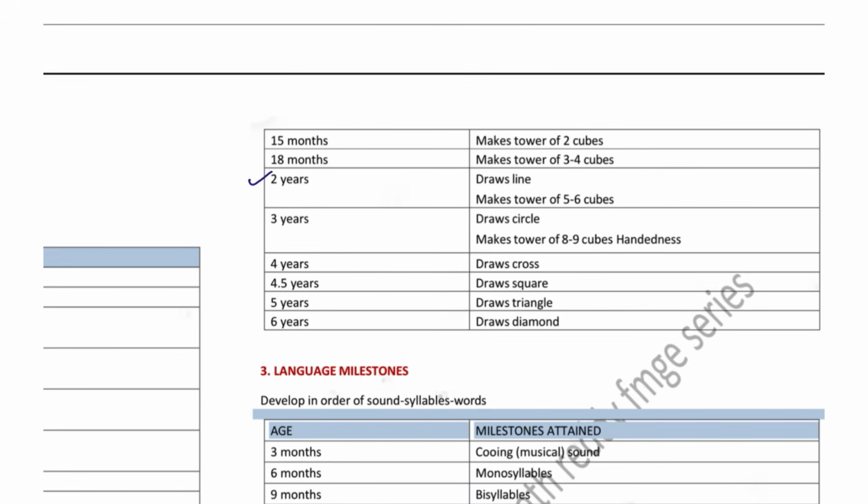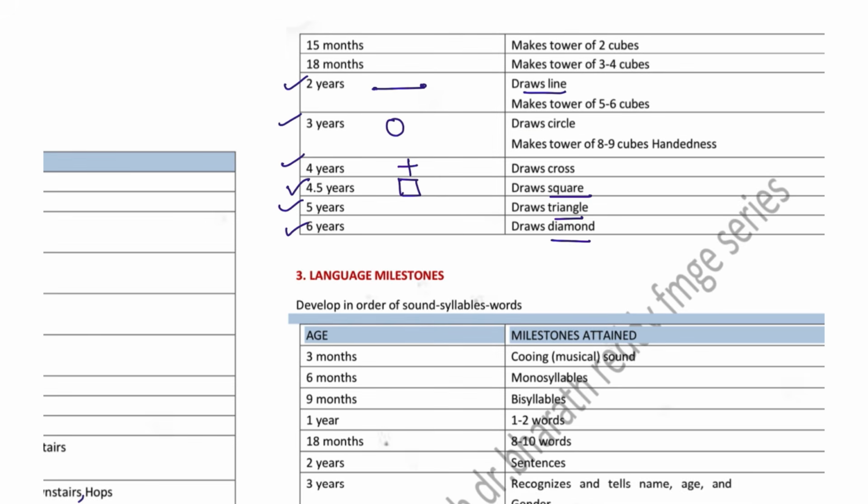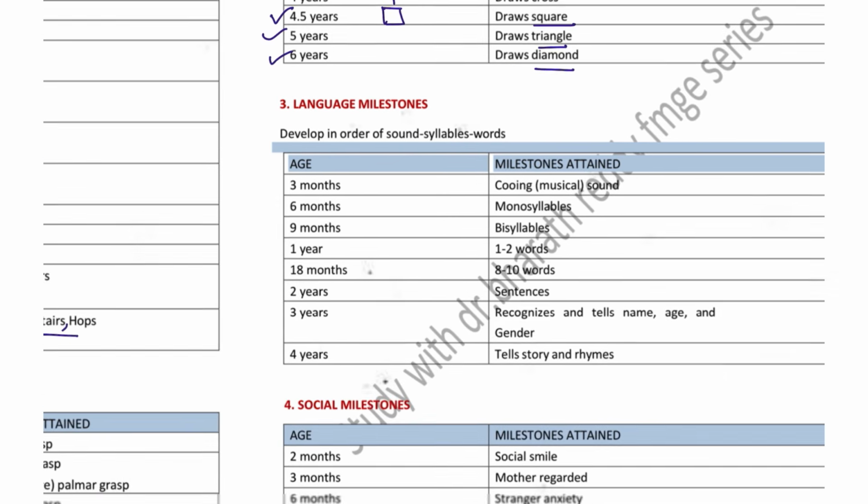And at 2 years the patient can draw a line. For example, here you can see draw the line. At 3 years the patient can make the circle. At 4 years the patient can make the cross. At 4.5 years, draw the square, 4 ends. At 5 years, triangle, and at 6 years, diamond. Whatever I have marked, that question can be asked in the examination.